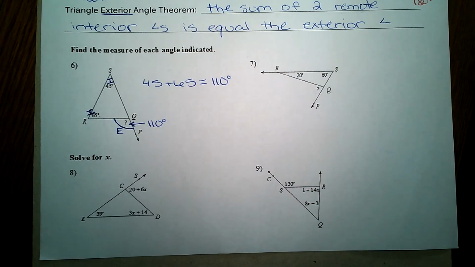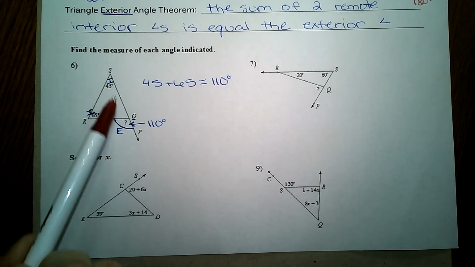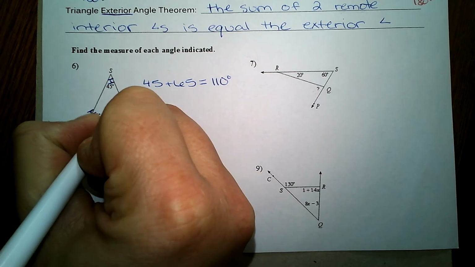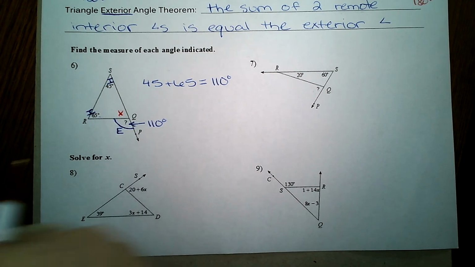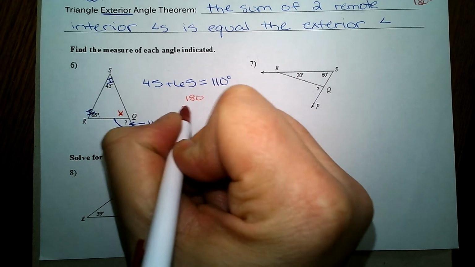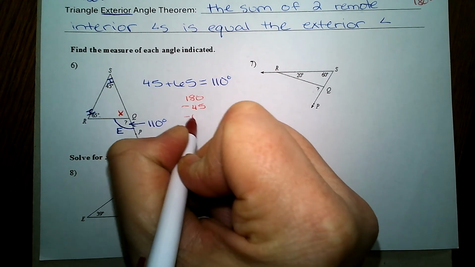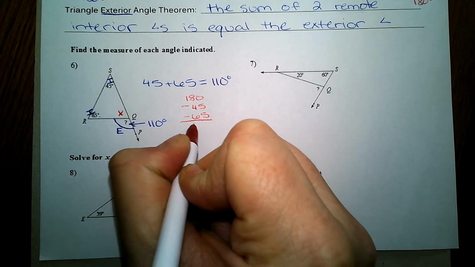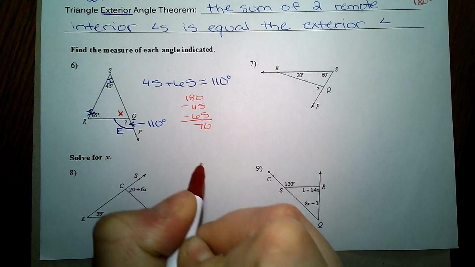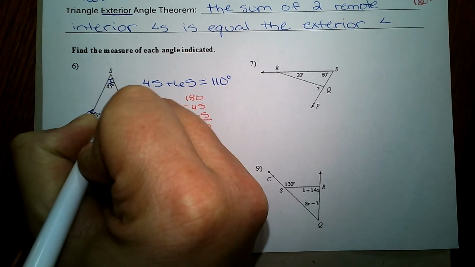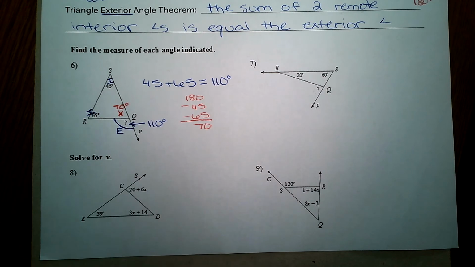Now I'm going to take a minute and walk you through why that works, okay? You don't have to write any of this down unless you want to. This works, if we were to work this the long way, if we were to use the triangle sum theorem to find this missing angle, I'm going to put an X here, we would have to do 180 degrees minus 45 and minus 65, which would leave me with 70 degrees. So this angle would be 70 degrees using the triangle sum theorem.